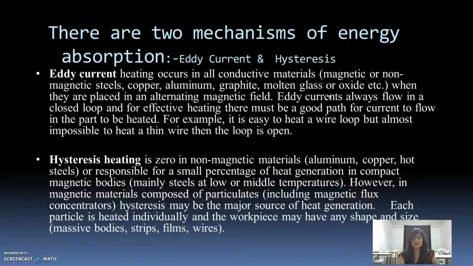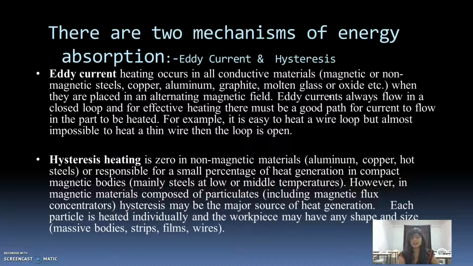Now, hysteresis heating is zero in non-magnetic materials, that is aluminium, copper, and hot steel, or responsible for a small percentage of heat generated in magnetic bodies, mainly steel at low or middle temperature. However, in magnetic material composed of particulates, including magnetic flux concentrators, hysteresis may be the major source of heat generation.